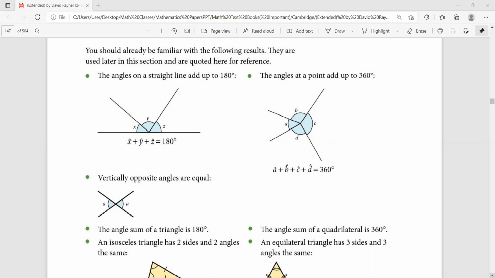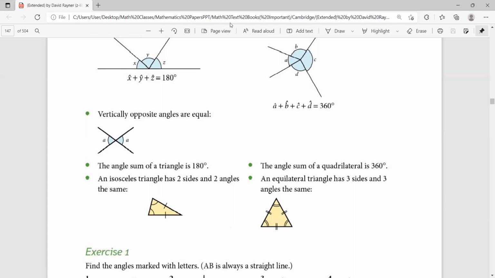Then the third theory is vertically opposite angles are equal. That means if you get 60 degrees here, the other side should also be 60. Now this theory we can apply to this diagram as well. Vertically opposite angles are the same, which means if this is Y, this one also should be Y. That way we can get it. Right? So that's the third theory.